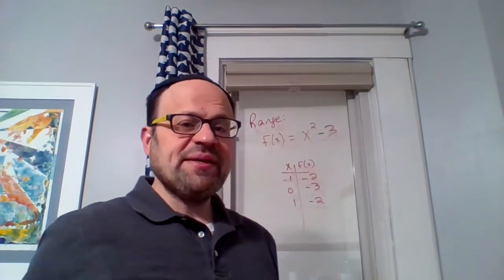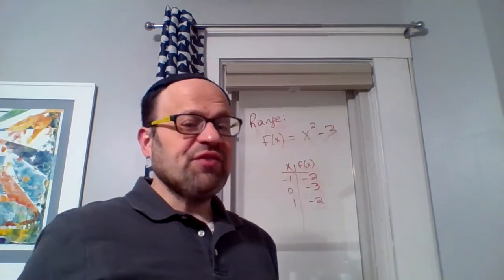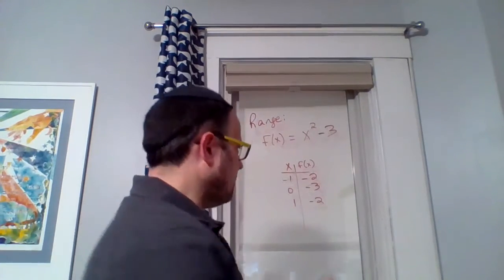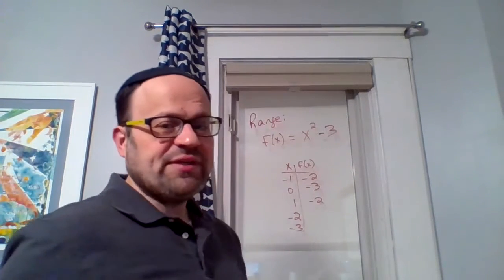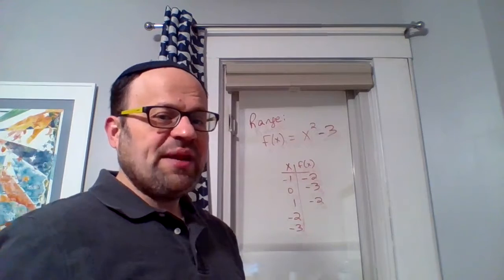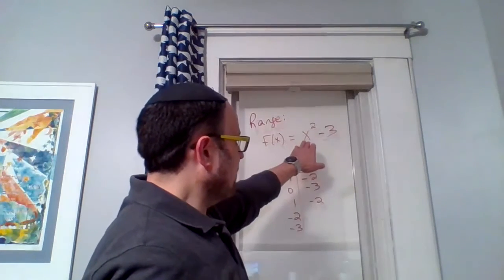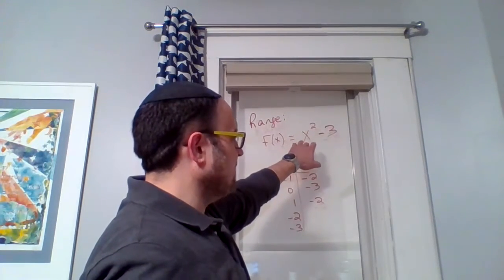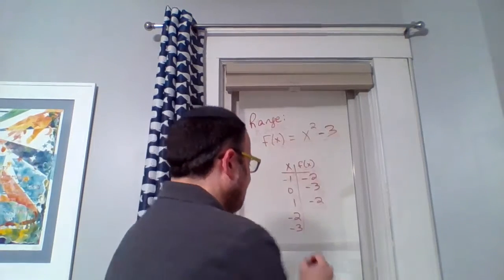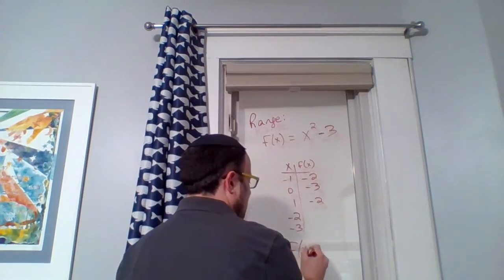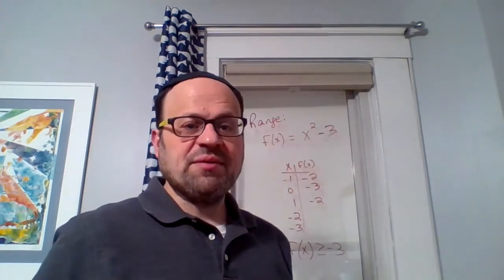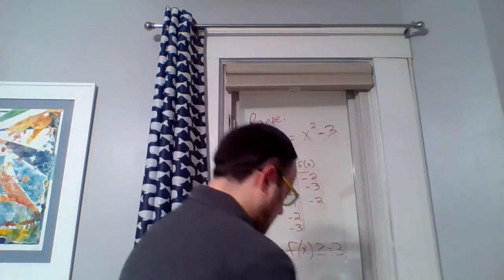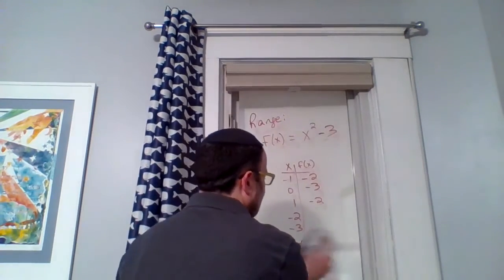You should be seeing a pattern. If you don't see the pattern, plug in a couple more numbers. X is -2, -3, whatever you need to do, look for that pattern, because since x squared can't be less than 0, f of x can't be less than -3. Has to be greater than or equal to -3. Okay, now we can keep doing this.